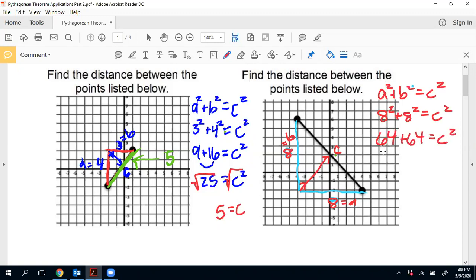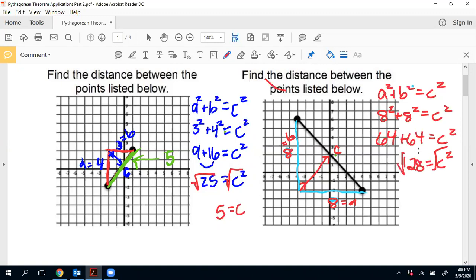What do I do with these two numbers here? Add them up, good. So what's 64 plus 64? 128. Good, so that gives us here that 128 is equal to C squared.